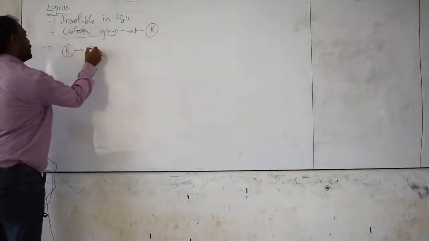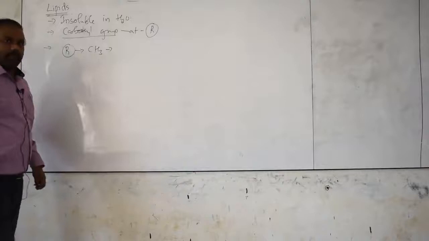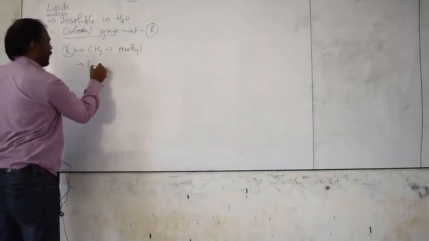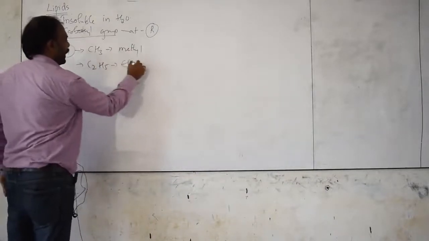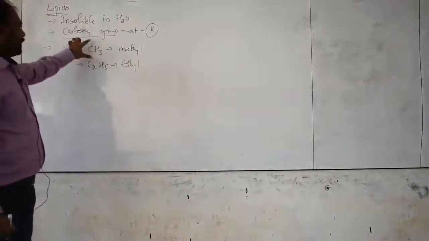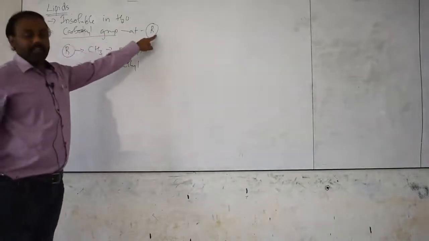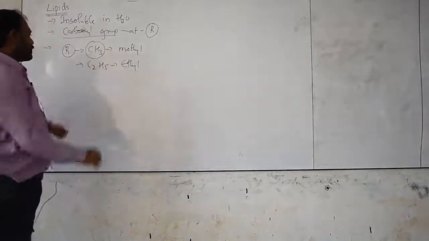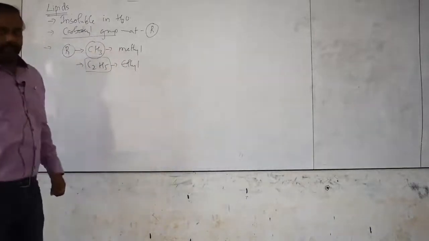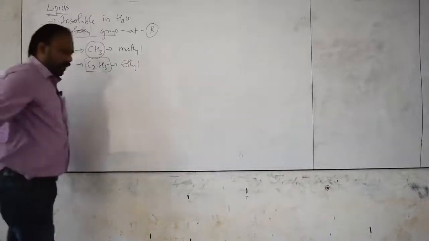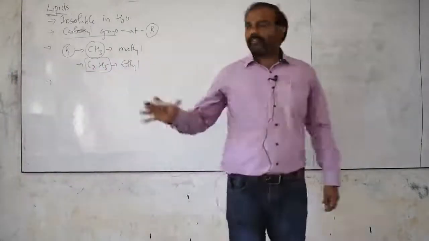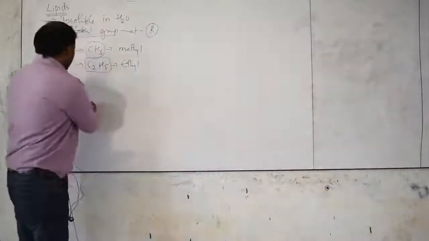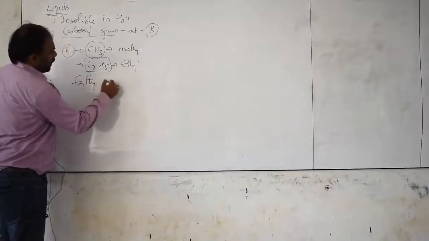if I write CH3, that is methyl, we can call it methyl. If I write C2H5, we can call it ethyl. Yes or no? Methyl and ethyl. If instead of R, that is the variable group, I write CH3, we can call it methyl. If it is C2H5, we can call it ethyl. So what I am trying to tell you is that in the case of lipids, definitely lipids are made up of fatty acids, as we know, definitely they are made up of fatty acids.